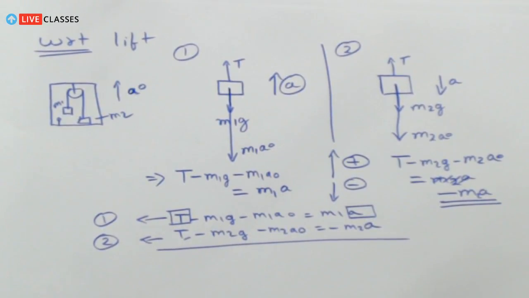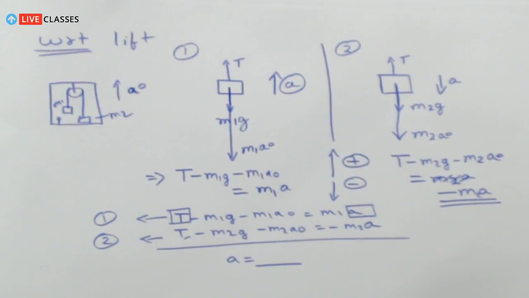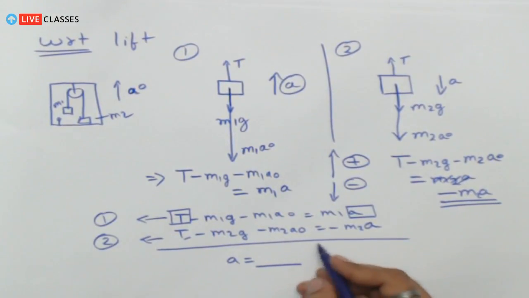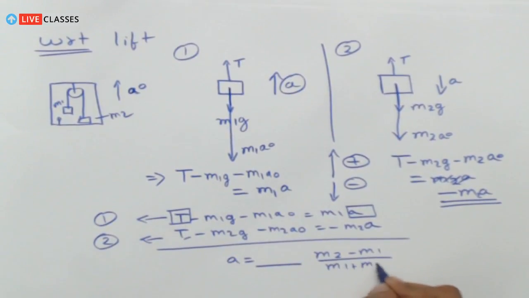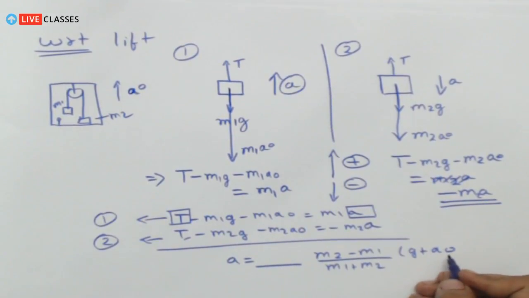So two equations, two unknowns, you will find, and the A you will get from here, right? I'm not finding it, but I guess I found it earlier. Okay. The A will be m2 minus m1 upon m1 plus m2 plus A naught. Okay, so this will be the A you get.